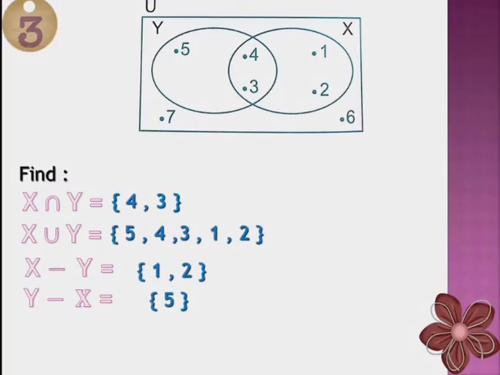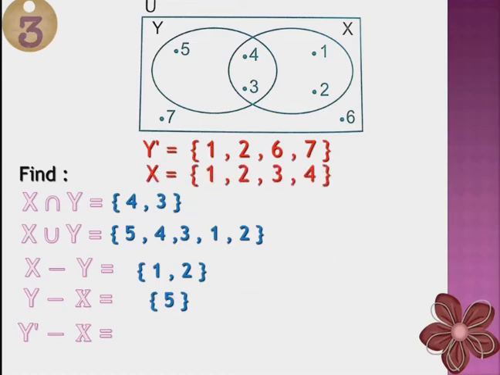Can you find the complement of y minus x? To solve this question, you need to write all the elements of complement y first, and then find all the elements of x. Complement y means the elements in u and not belong to y, which are 1, 2, 6, 7. And x means all the elements in set x, which are 1, 2, 3, 4. Then find the difference between the two sets. You will find 6 and 7.